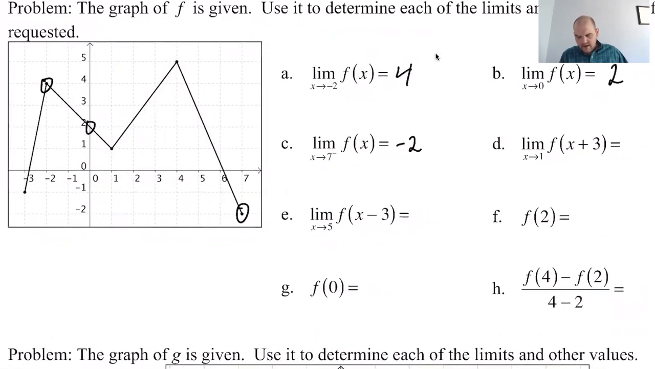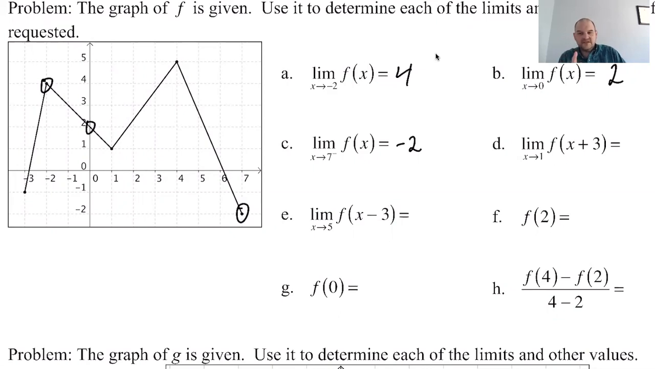All right. Now they get weird. The limit as x approaches 1 of a different function, f of x plus 3, is not the graph that we have. We have the graph of f of x, or f of t, or f of u, or f of w. We don't actually know what the variable is. We're just assuming that it's x, but it could be anything.